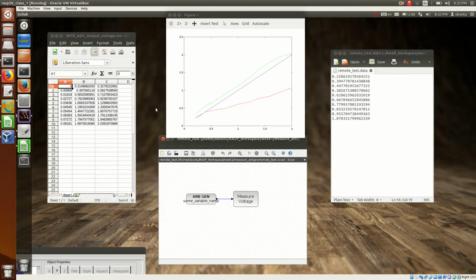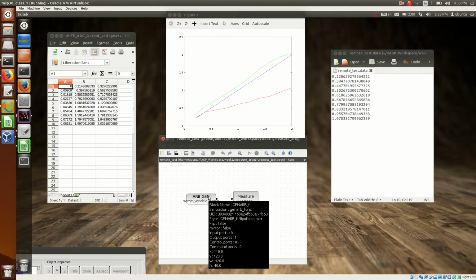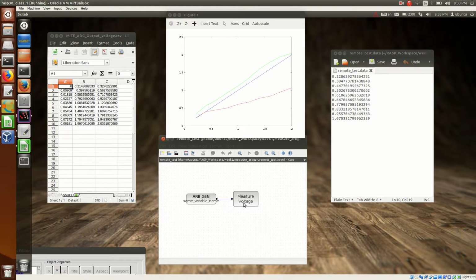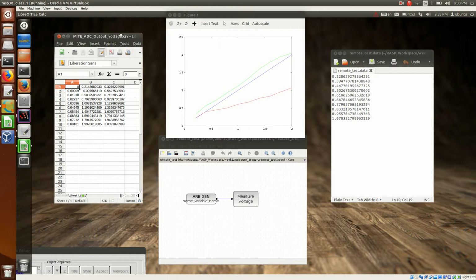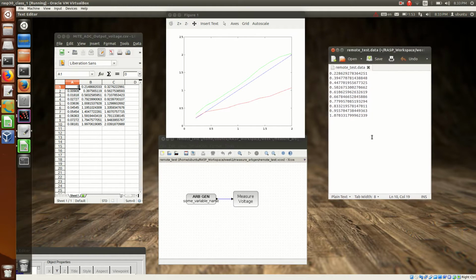So the last thing I have to show is the remote and local data that can be collected from the remote and local FPAA. So here was the circuit we used. We used an ARB-Gen, which is a digital to analog converter, and then the measure voltage, which is an analog to digital converter. And so we got these two sets of data.